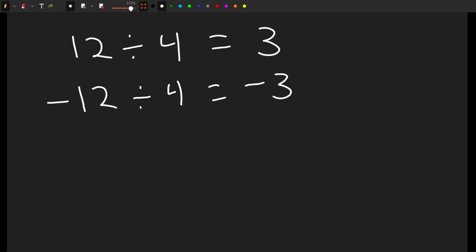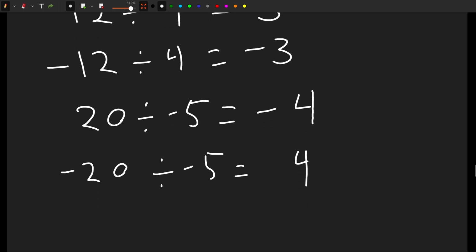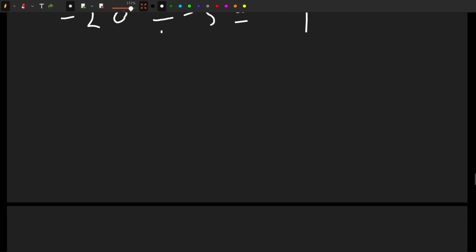If I have 2 different numbers, and let's say I'm doing 20 divided by -5, 20 divided by 5 is 4, but a positive divided by a negative is a negative, so we get -4. And then if I have -20 divided by -5, I get 4, because a negative divided by a negative is positive.